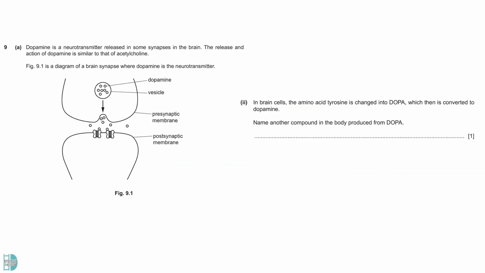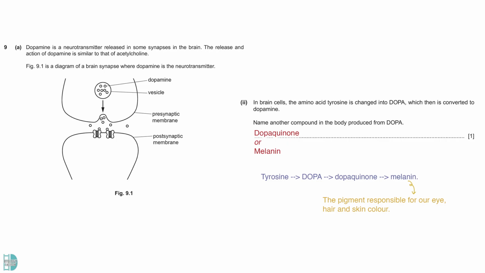Another compound in the body produced from dopa is dopaquinone. It can be converted into melanin, so you can also use melanin as the answer. We learned this in the inheritance topic. People without albinism can convert tyrosine to dopa, dopaquinone, and melanin. Melanin is the pigment responsible for our eye, hair, and skin color.